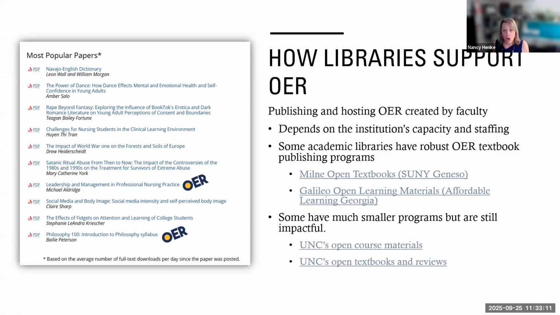UNC's OER publishing is small but mighty. We don't create a lot of OER, but we do have these healthy collections of open course materials and open textbooks. In fact, this screenshot on the left is the most popular items from our repository based on the average number of full text downloads since the day it was posted. And 2 of the top 10 are actually OER. So of the thousands and thousands of things in our repository, 2 of the top 10 are OER created by our faculty. So small but mighty still has an impact. You don't have to be part of the SUNY system to have high quality OER that you're creating.